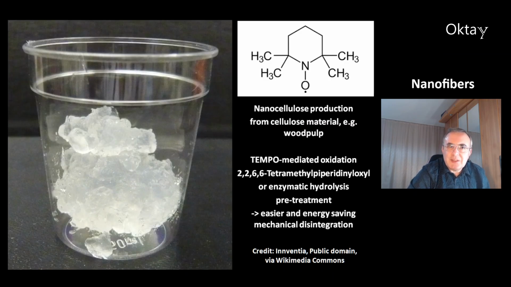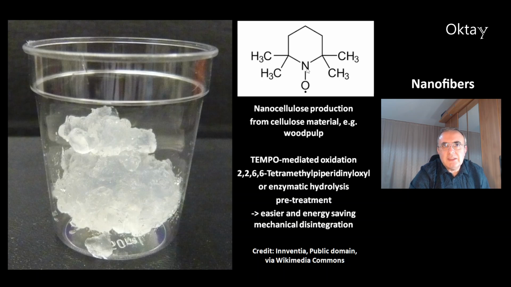This is one method to make nanofibers, especially nanocellulose, from cellulose material, for example wood pulp, using the chemical TEMPO. This is the compound TEMPO, 2,2,6,6-tetramethylpiperidinyl, or enzymatic hydrolysis.